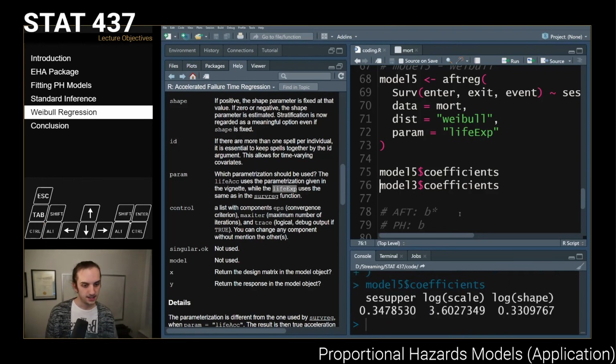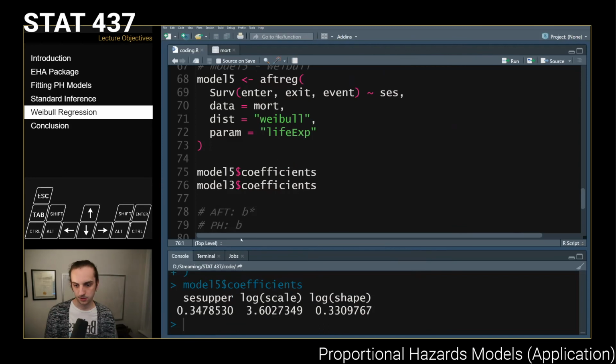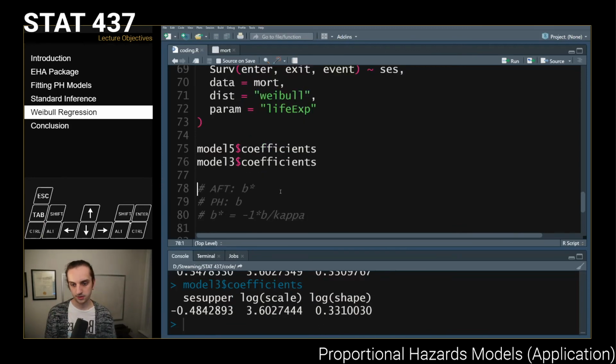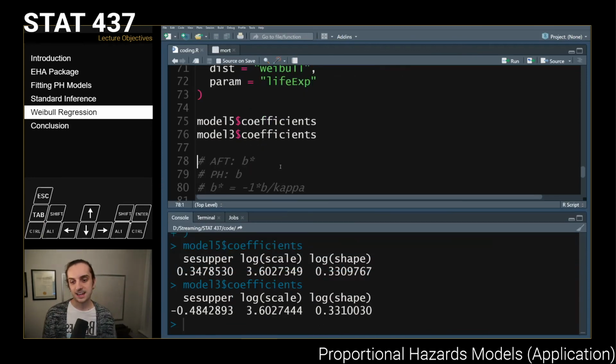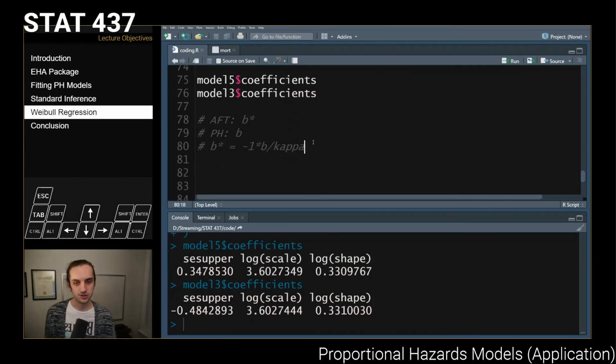It still fits. And now if we look at model 5 coefficients and model 3 coefficients, we can see that at least now it's plausible that this relationship could hold, because the signs are different here, right? So we still see that the log scales are the same, and we'll get back to what that means exactly in just a moment. But what I want to focus on is showing you that this relationship actually does hold. And so what we would be saying is that this model 5 coefficient should equal this model 3 coefficient divided by the exponential of this.